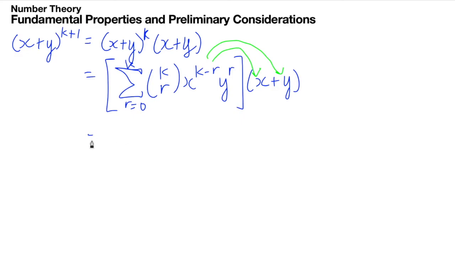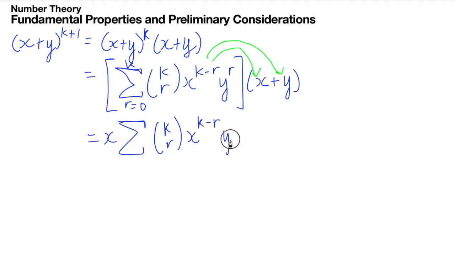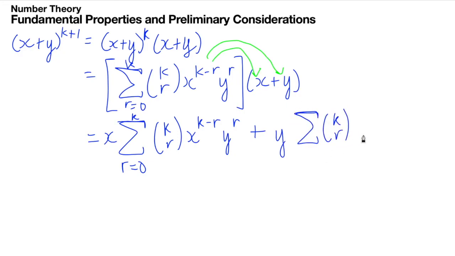So if you want to strictly put that, what we have is x times the summation of k choose r, x^(k−r) y^r, r running from 0 to k, and then plus y times the summation of k choose r, x^(k−r) y^r, r running from 0 to k.